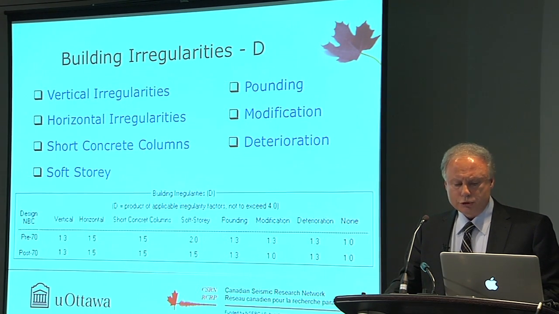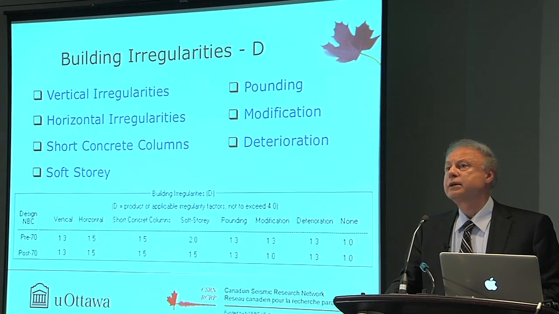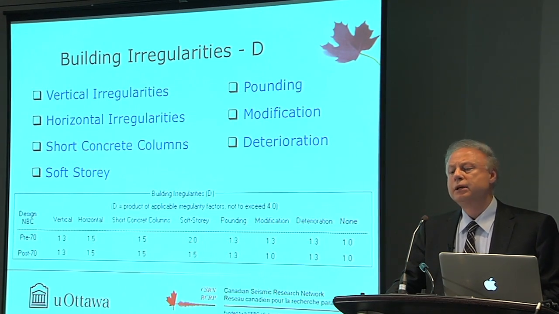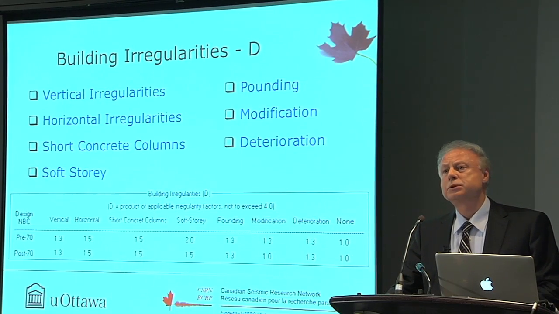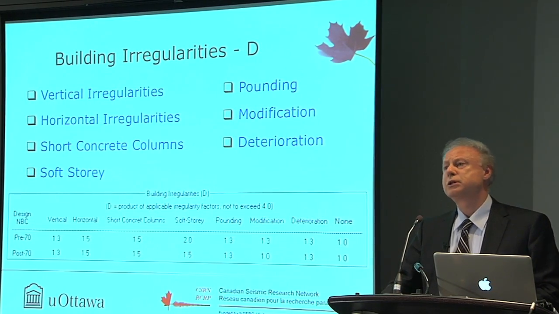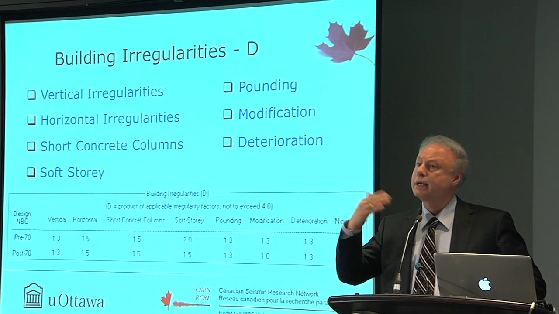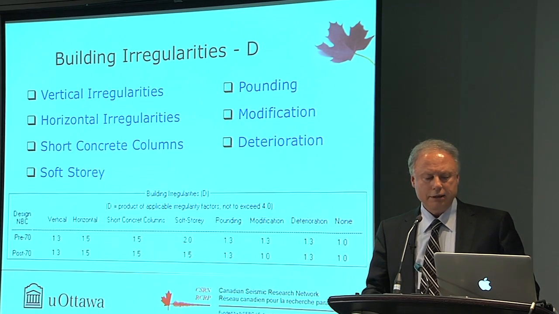And this table also introduces pounding effect. If you have less than 3-4 inches of space between buildings, they're likely to hit each other, especially if the floors don't line up, and then they cause a threat and high vulnerability in that building.